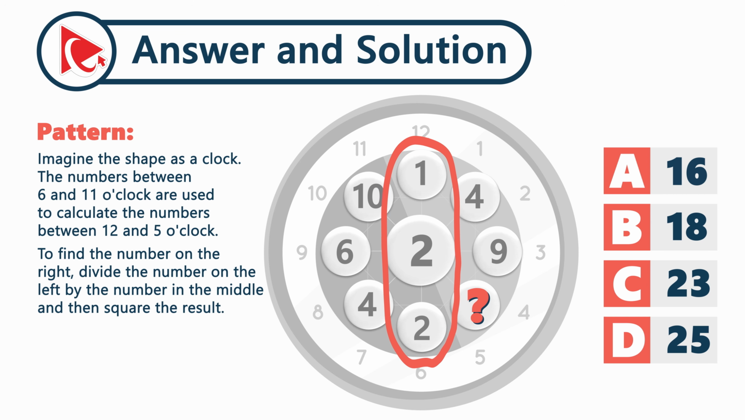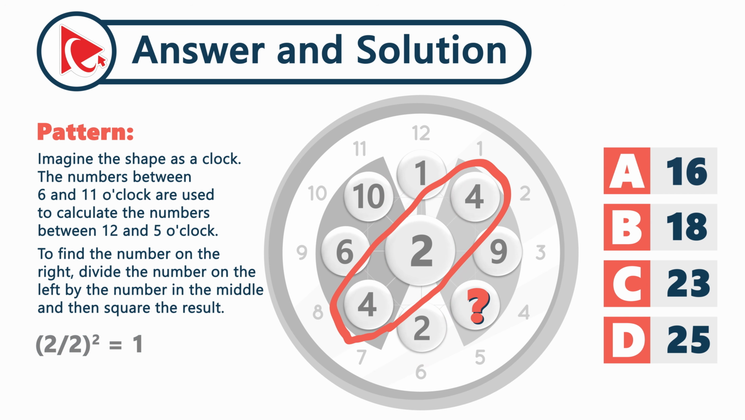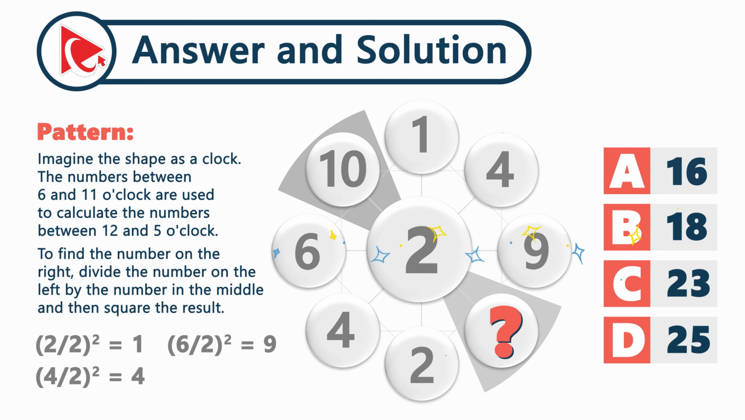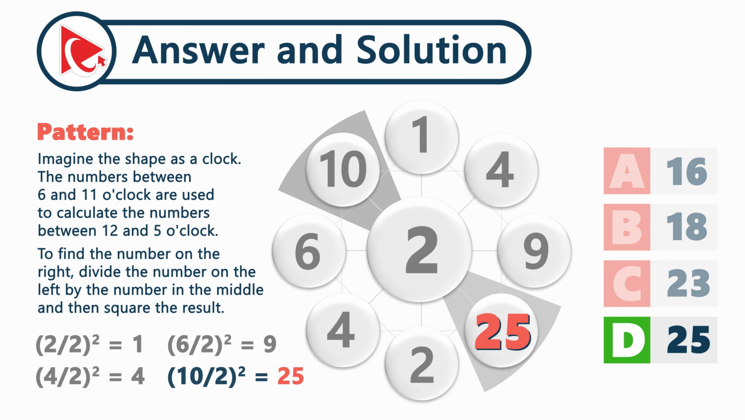Let's look at the example to see how it's actually done, and we'll be starting at 6 o'clock. 2 divided by 2 squared equals 1. Moving on to the next number at 8 o'clock. 4 divided by 2 squared equals 4. 6 divided by 2 squared equals 3 squared and equals 9. And now is the magic time to calculate the missing number. 10 divided by 2 squared equals 25. So the correct answer here is choice D, 25.